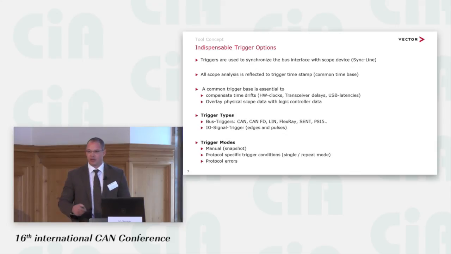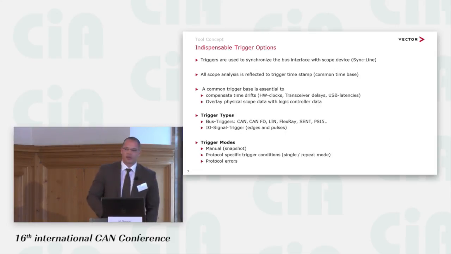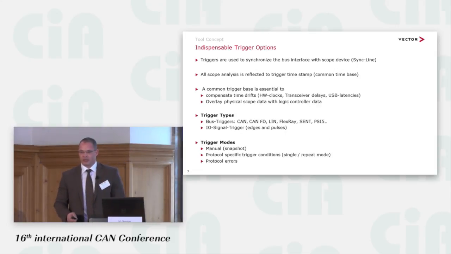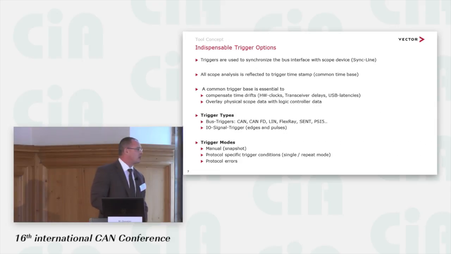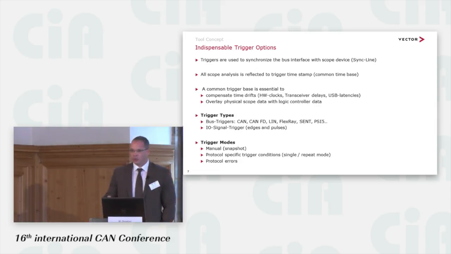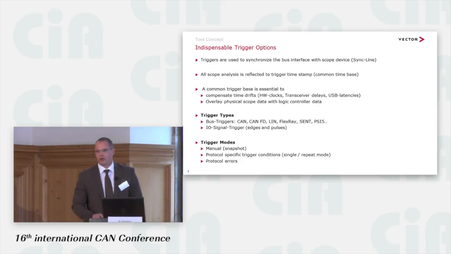You can trigger manually, take a snapshot of what's currently going on the bus. And especially you can trigger on protocol errors or on logical IDs. You can directly trigger on the identifier and do this in a loop. You have single mode or repeat mode.